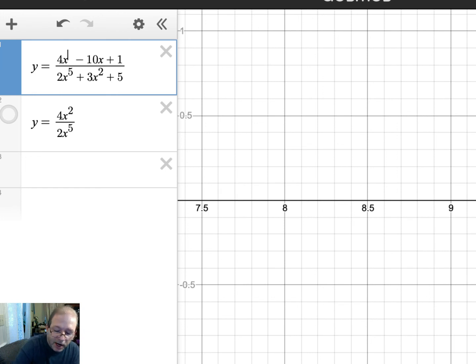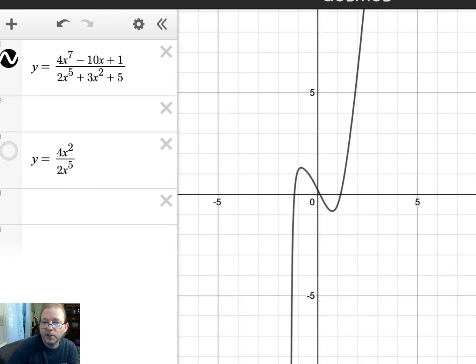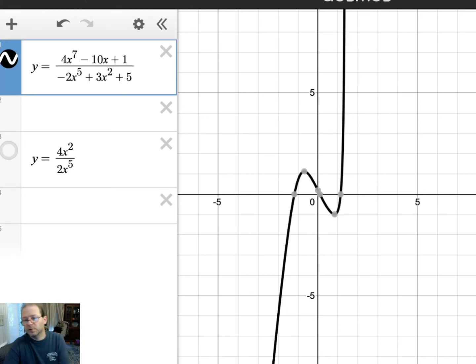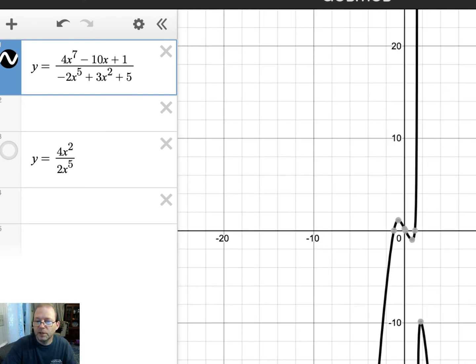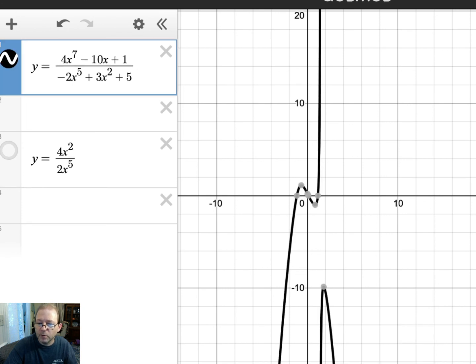And if the top has a higher degree than the bottom, in this case the top is going to grow faster than the bottom, and therefore it's going to grow to infinity. Now, if I change the sign of one of these, in this case it's going to negative infinity. Might be kind of hard to see what's going on here. In this case, we've got a vertical asymptote somewhere in here, and then we've got the graph going to negative infinity as x grows to infinity.